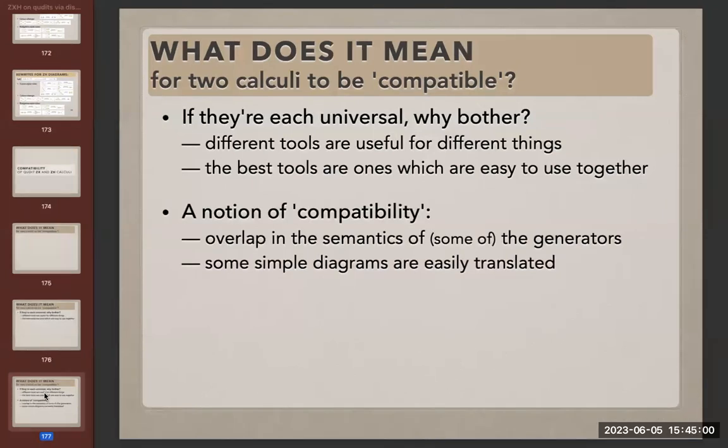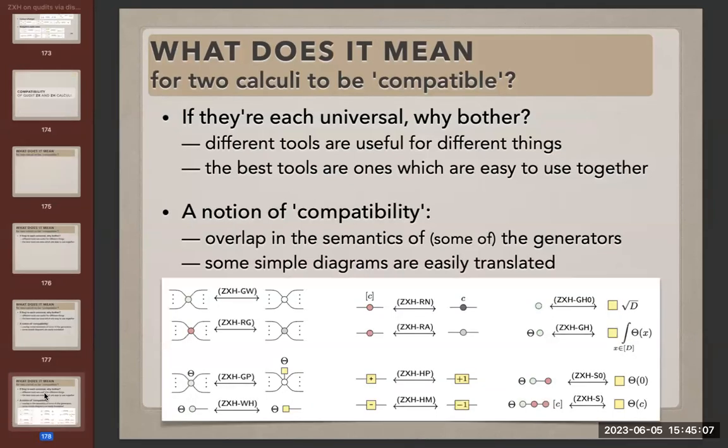So I'm not trying to define what compatibility is, but I'm trying to suggest what the point is, that we have some overlap in the semantics of some of the generators. So for example, on the upper left with the white and gray being comparable to the green and the red, essentially just a simple color change gives you an equivalence. And some simple diagrams are easily translated, such as we have with the bottom left, where a green theta dot can easily be described in terms of a white ZH dot with an H box with the same amplitude function theta.